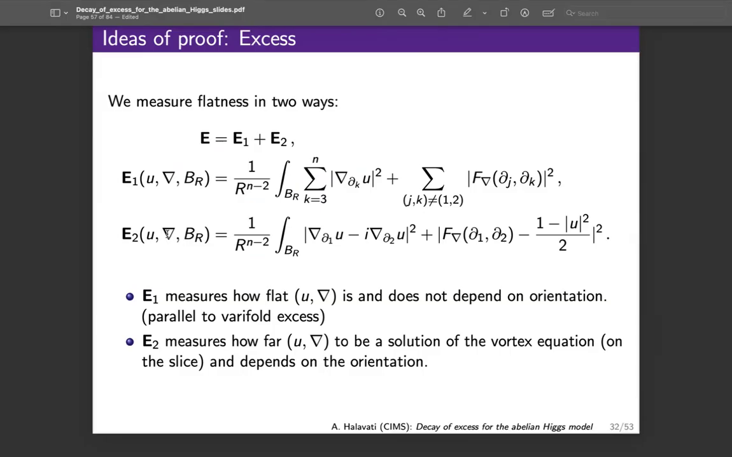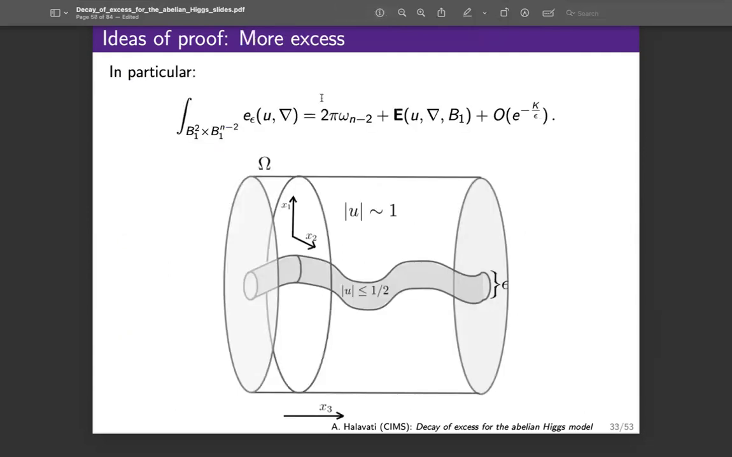To draw parallels between the theory of integral varifolds and integral currents, this E1 is parallel to the notion of the quadratic excess in the setting of integral varifolds. And this E1 doesn't depend on orientation. If I flip 1 and 2, this integral does not change. But for the other term, if I flip 1 and 2, there is a plus minus sign that is changing, right? Okay. So this E1 is parallel to the notion of excess in the theory of varifolds, and their sum is parallel to the notion of excess in the setting of integral currents. And you can see there's a similar formula in the setting of integral currents.